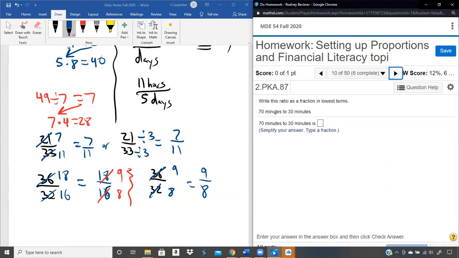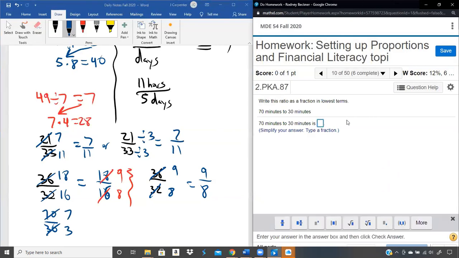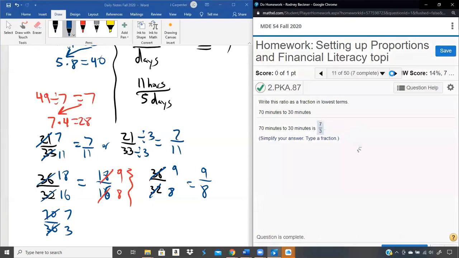70 minutes to 30 minutes, 70 over 30. 10 is going to go into both of those. 10 will go into 70 7 times. 10 will go into 30 3 times. 7/3 is reduced as much as possible. 7/3, boom, we're good.